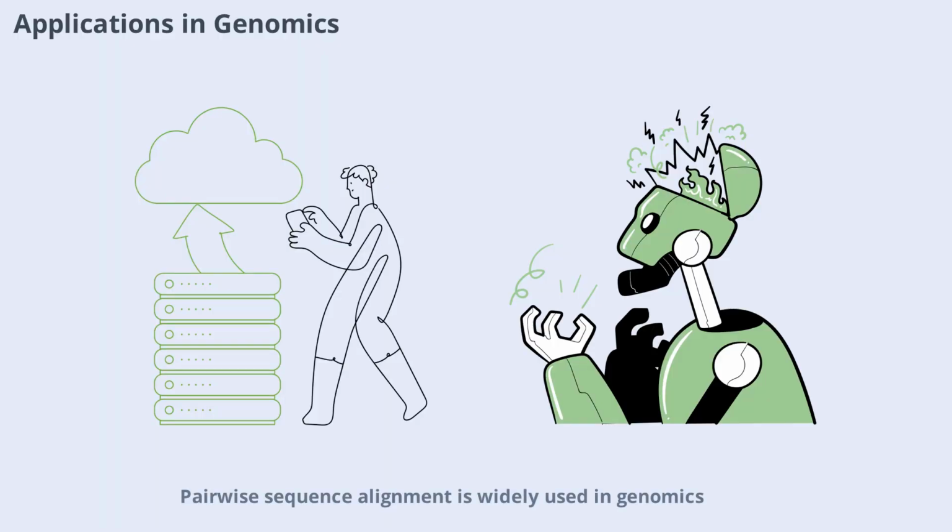Pairwise sequence alignment is widely used in genomics. It helps identify homologous genes, annotate genomes, and detect genetic variations. By comparing sequences from different organisms, researchers can trace evolutionary relationships and discover genes responsible for specific traits or diseases. The insights gained from alignment drive advances in medicine, agriculture, and evolutionary biology.